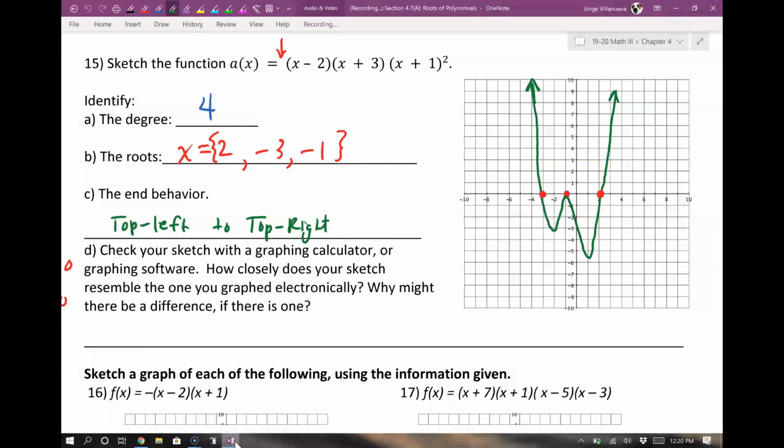When we say sketch, that's what we mean. It's not going to be perfect, but do you get the right amount of things? Do you get the x-intercepts? Do you understand should you go through? Should you bounce off? Where do you start? Where do you end? All these things.